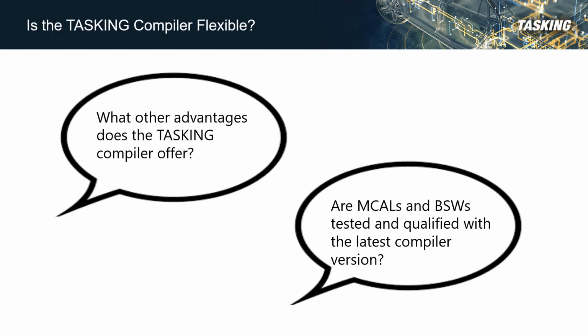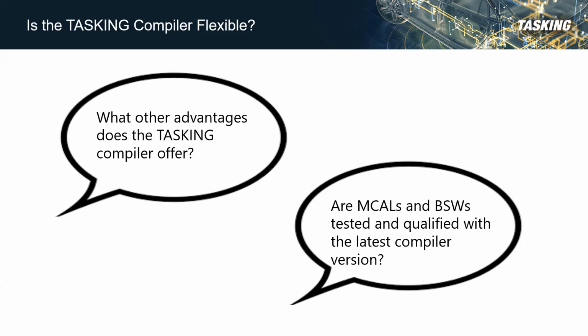Okay, then tier one was really happy with the benchmarking result we provided with our competitor tool with the C2 compiler. And they got convinced with our benchmarking result. And still they want to know whether there is any other advantage the tasking compiler offers. Why? Because there is a significant delay between the release of a latest version of the compiler and the MCALs and BSW being tested and qualified with this latest version of the compiler.